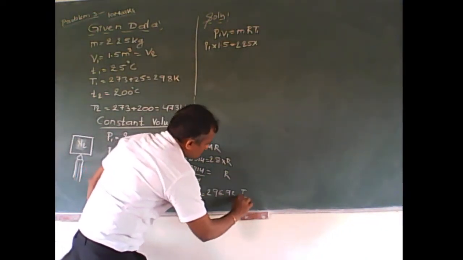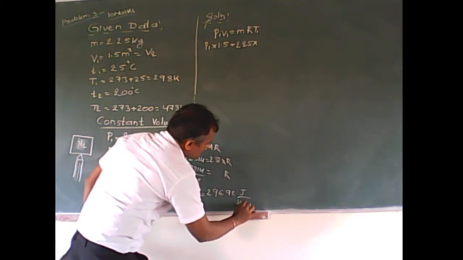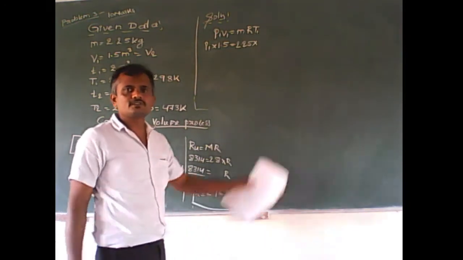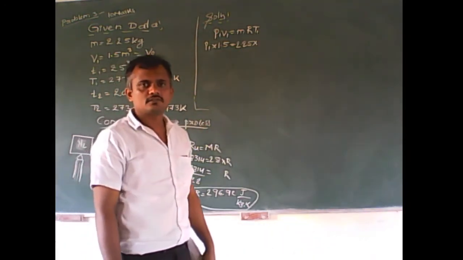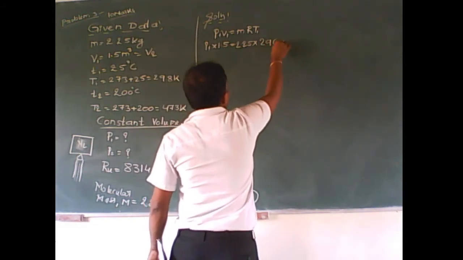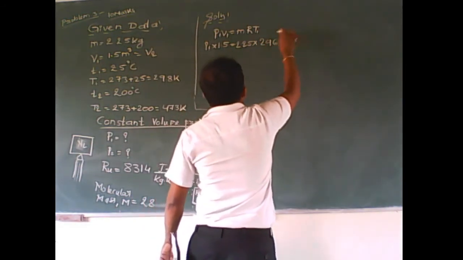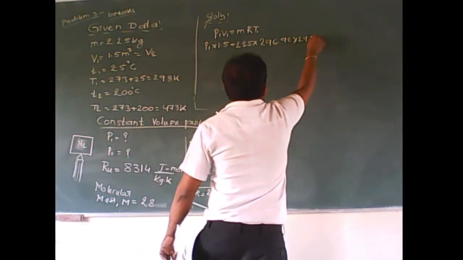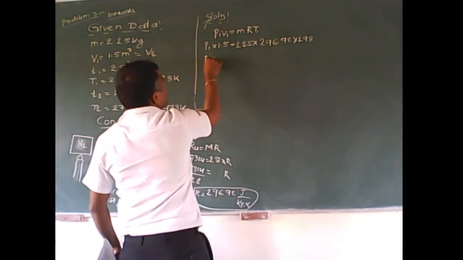296.92 joules per kg Kelvin. This is a small calculation which is required for calculating P1. So here, 296.92 into, so the R value we have substituted. T1 is 298. So P1 we have to calculate.